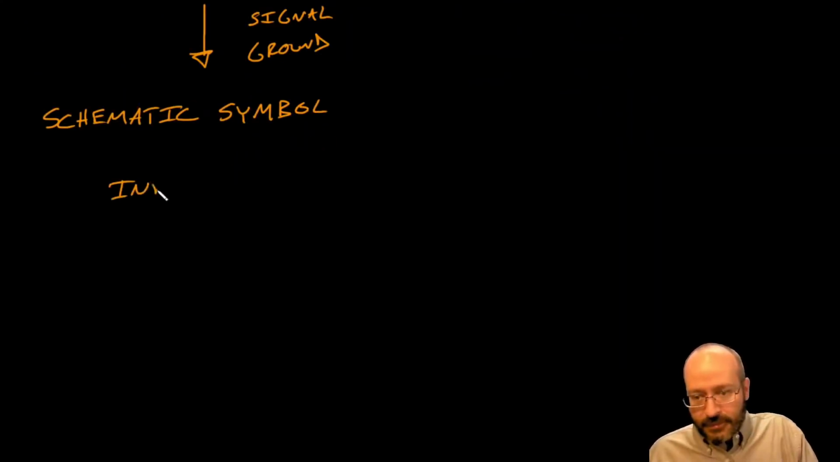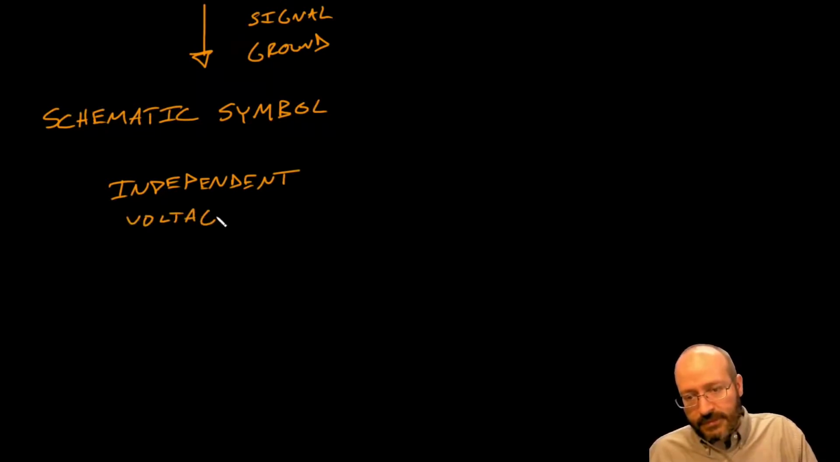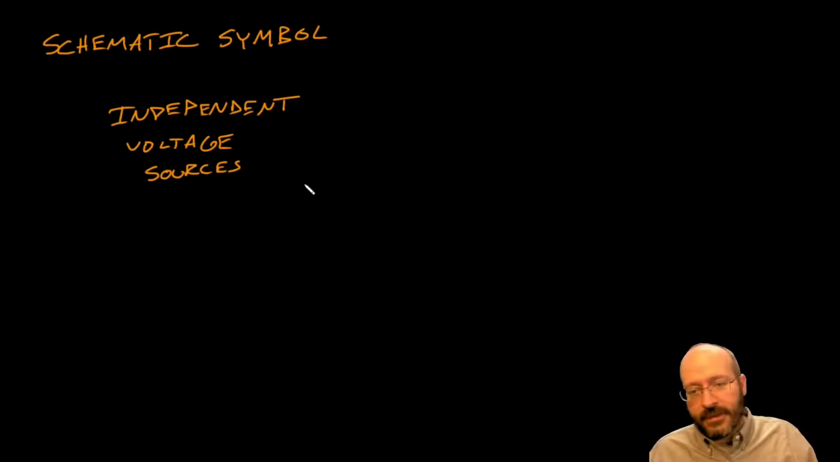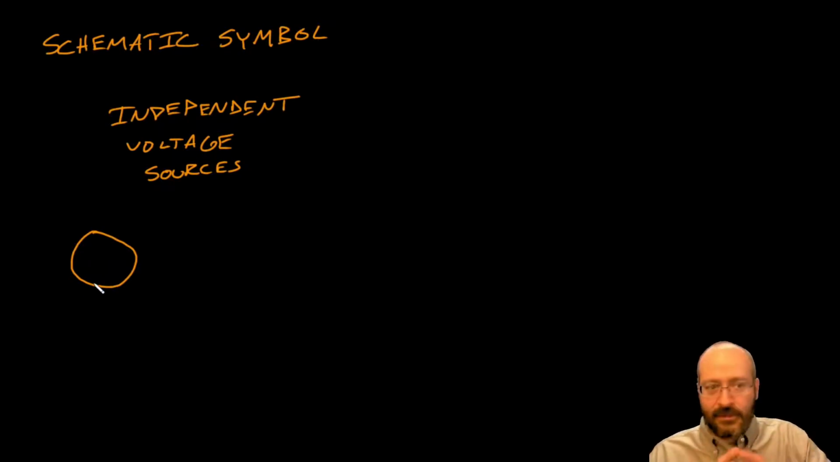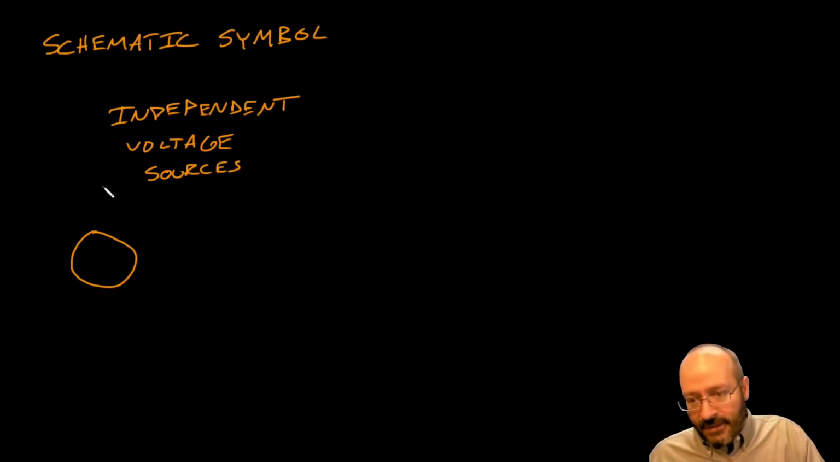So let me draw those over here. Independent voltage supplies or voltage sources. What's nice about this, the first one's nice and easy. If you were paying attention in the current supply video, it's also a circle. So that circle tells me that it's independent, and that kind of lines up nicely. And we have our lines that we can connect to different parts of the circuit.